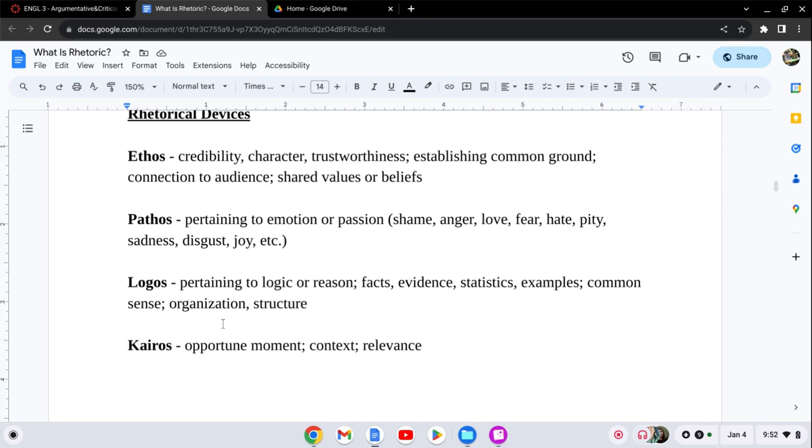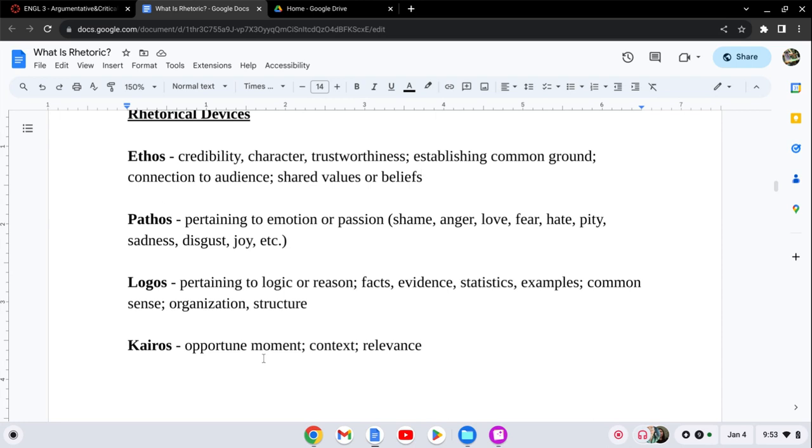Kairos. Go on, you can say it, no problem. Kairos. All right. So Kairos refers to the opportune moment. In essence, it's kind of like the right argument for the right time, the right moment.